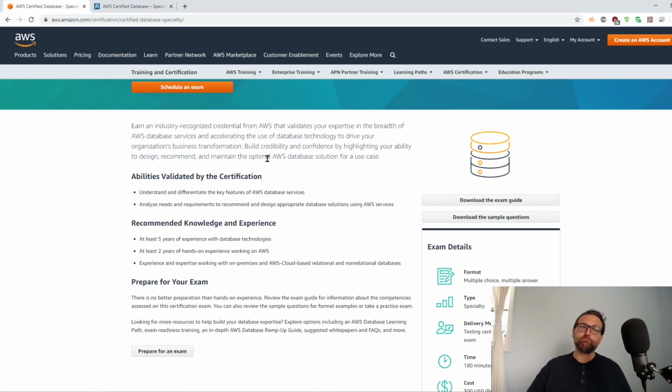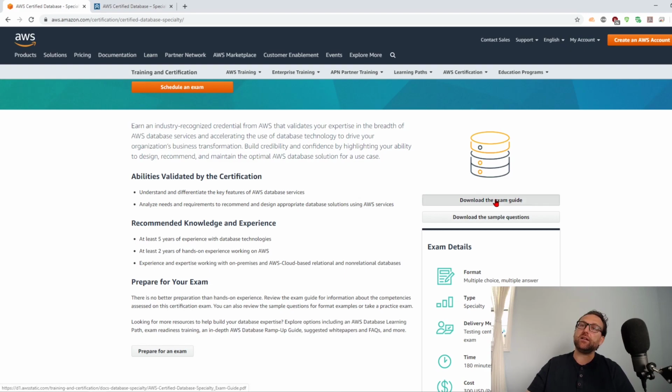pass this exam. So as always, recommended knowledge and experience for specialty exams. It's 5 years with database technologies, 2 years in AWS. That can be 5 years altogether and 2 of those years in AWS. There are definitely questions that will be fully hands-on, as I've said multiple times already, right? All right, experience with on-premises and cloud-based solutions. So basically understanding what kind of solutions you have.